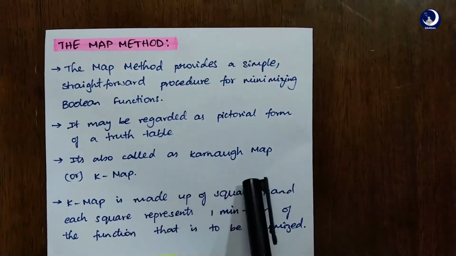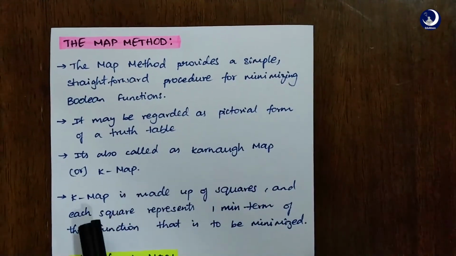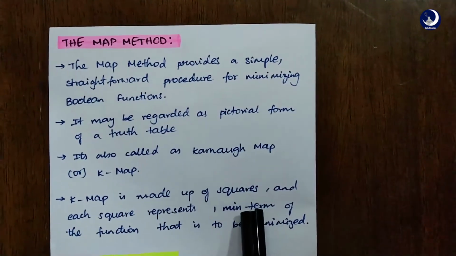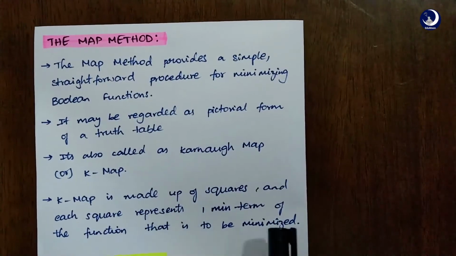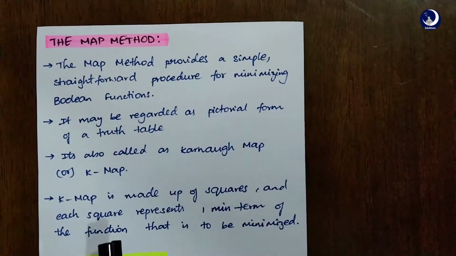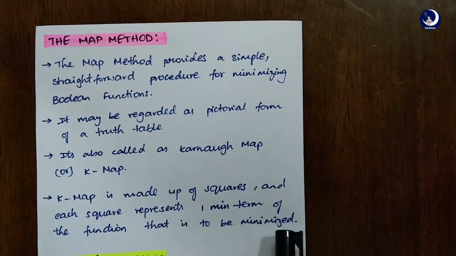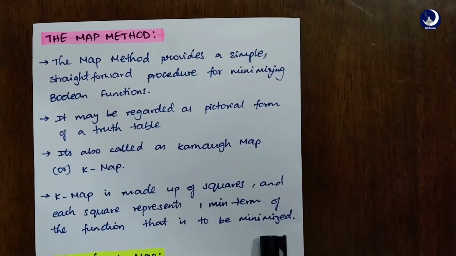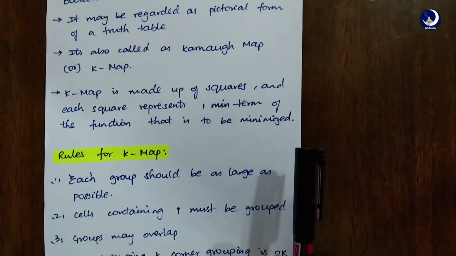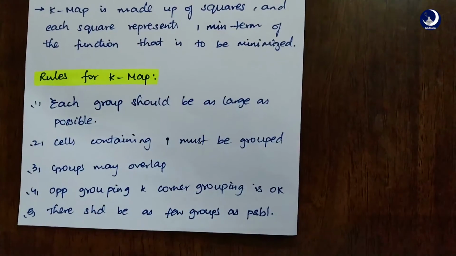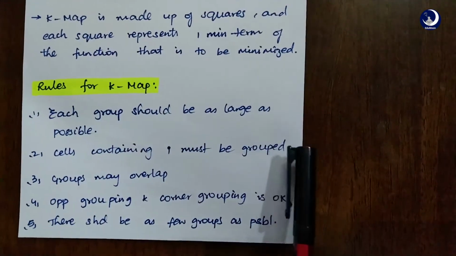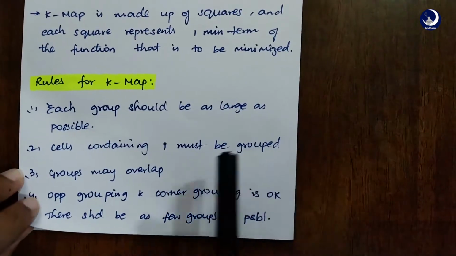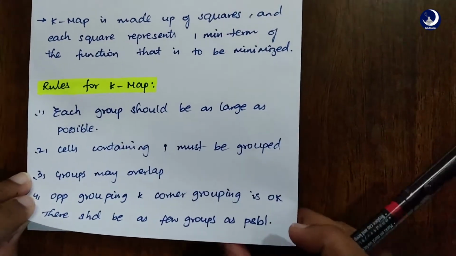It's also called a Karnaugh map or a K-map. A K-map is made up of squares. Don't worry, I will give you the description on how to draw a K-map. So this basically consists of squares, and each square represents one minterm of the function that is to be minimized. Now let's look at a few rules on how to draw a K-map or how to solve a K-map. Each group should be as large as possible. Before getting into the rules, I'll just give you the description on how a K-map is drawn.